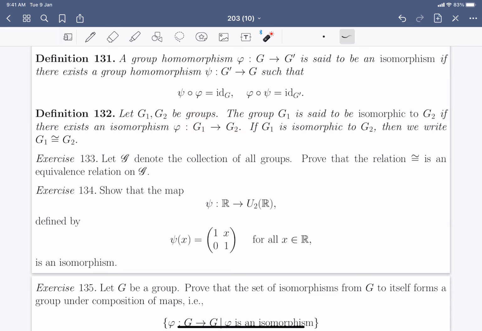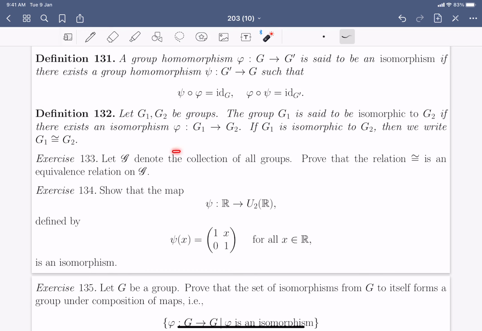Okay. There is a group isomorphism phi from G1 to G2. And if G1 is isomorphic to G2, that is, if there exists an isomorphism phi from G1 to G2, then we write G1 ≅ G2. Okay, one can show that this is an equivalence relation.